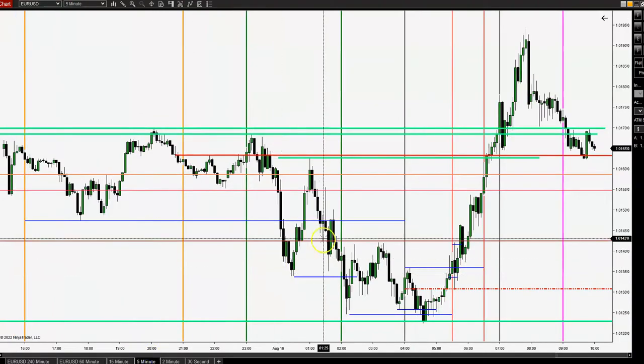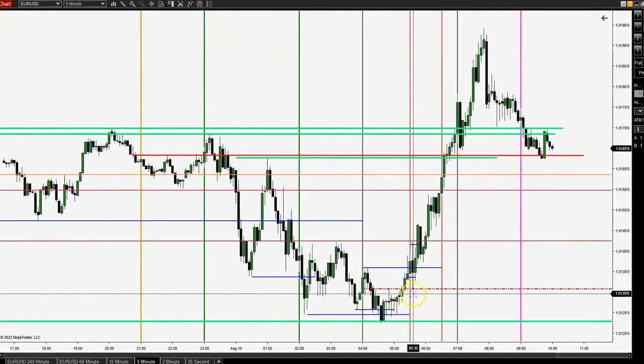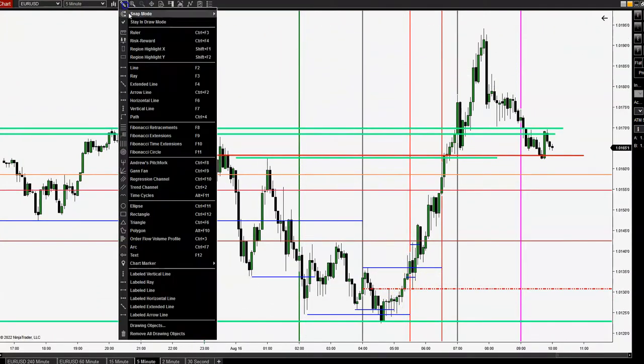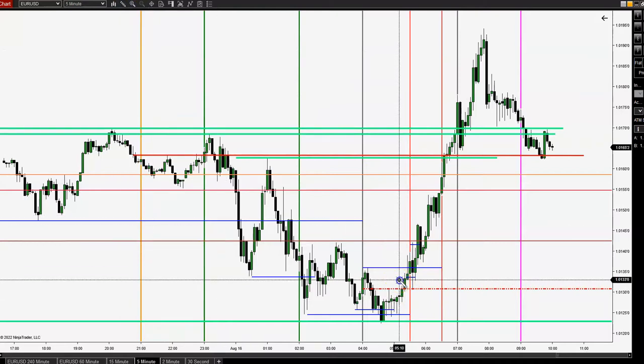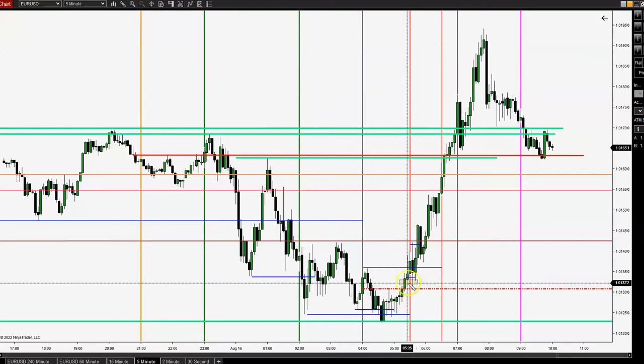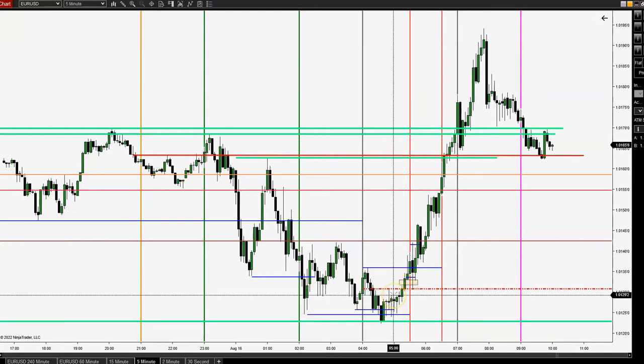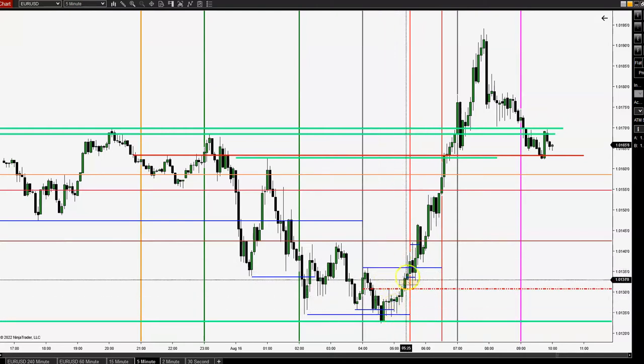If you would have looked at the 5-minute, even on the 5-minute it's just really sloppy. There was one little one in here that you could have done something with. To me, this is very sloppy, and I don't like doing anything in these conditions.